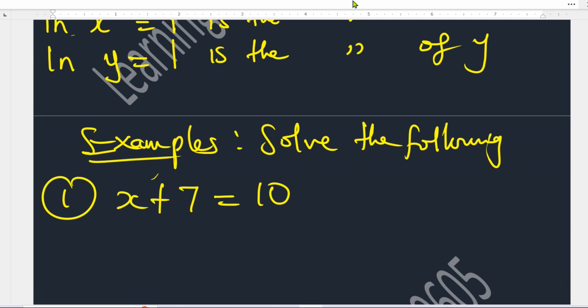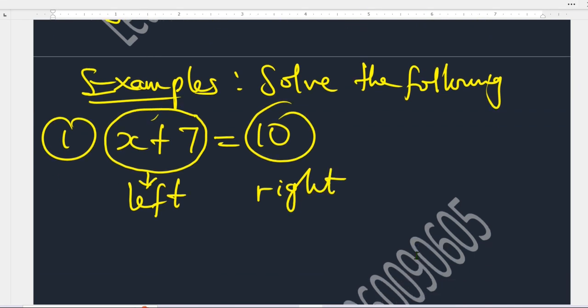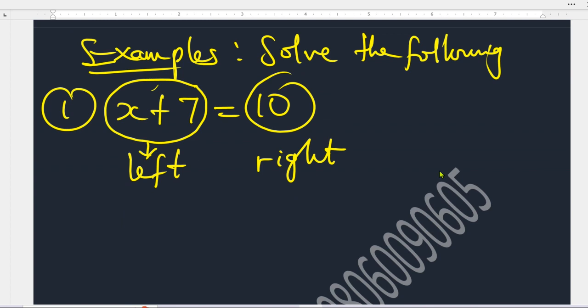Now we have to balance the equation. The value on the left must be equal to the value on the right. Look at it. X plus 7 is on the left. Okay, 10 is on the right. The left side and the right side must be balanced, all right? Both of them must be balanced.